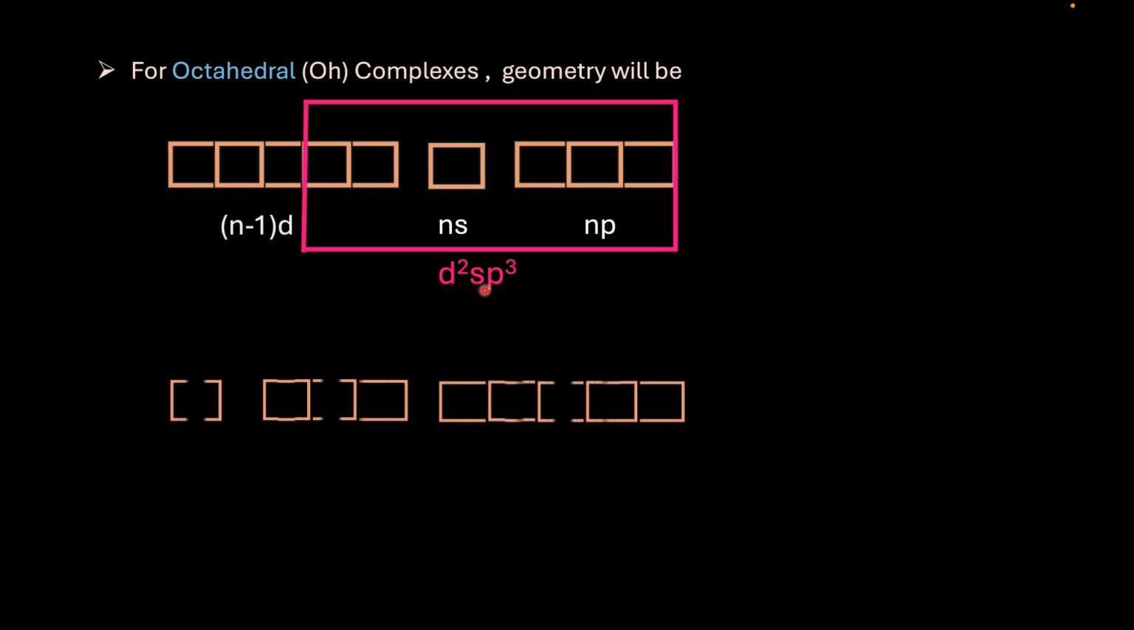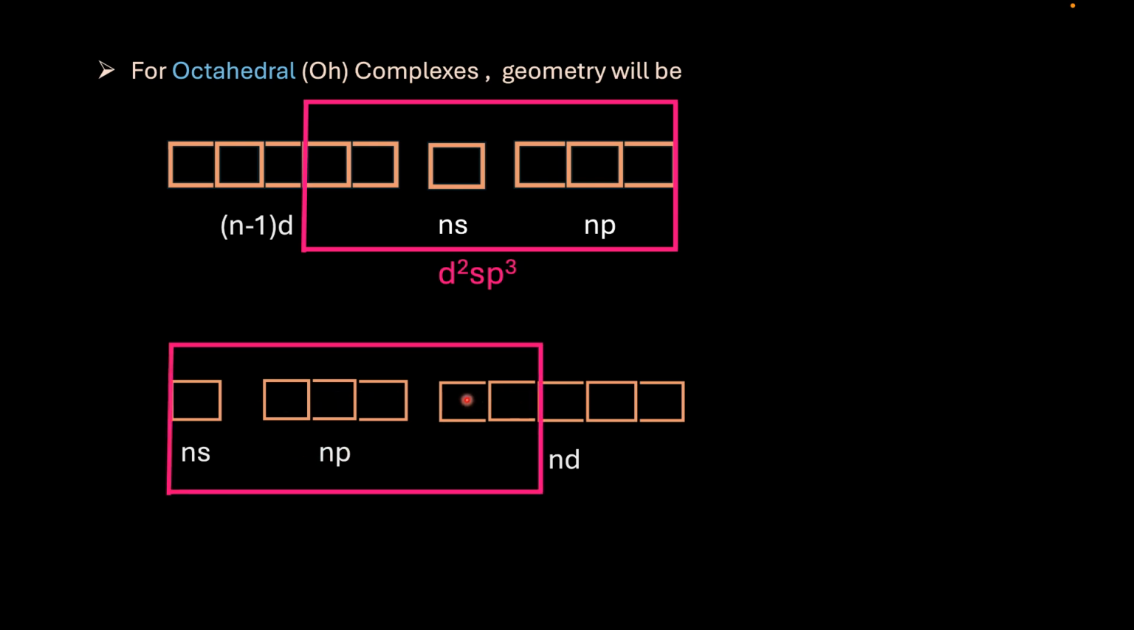Here is another case in which the ns orbital, np orbitals and nd orbitals are involved. But in octahedral complexes, six vacant orbitals should be present. So for this, 1, 2, 3, 4, 5, 6. So one s, three p and two d orbitals are used. Its hybridization is sp3d2. But it involves the d orbitals of the outermost shell. So this is known as an inner d orbital complex, and this is known as an outer d orbital complex.